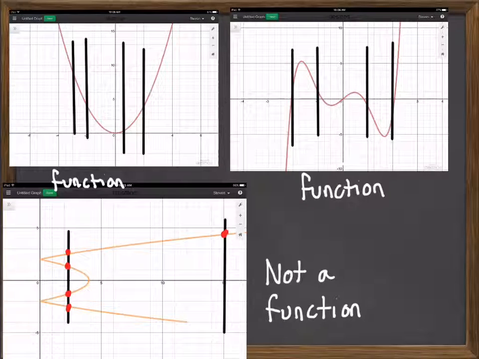It gives us a quick way, and the reason it works is because each vertical line corresponds to an x value. So if each x value only crosses once, that's the definition of a function. But if a vertical line crosses more than once, that means that x value went to more than one y value, and therefore it's not a function.